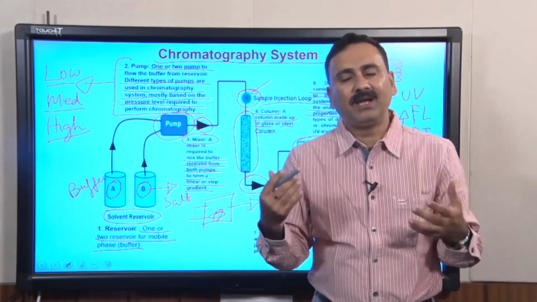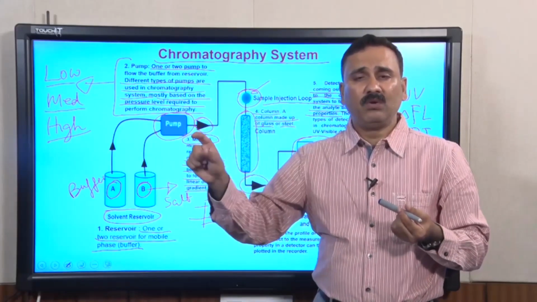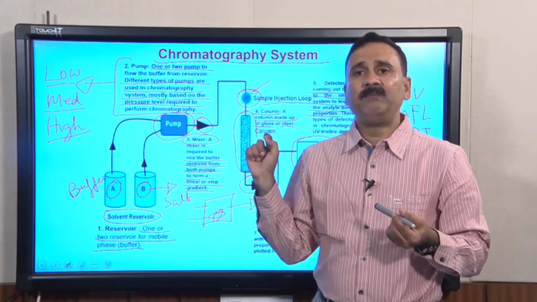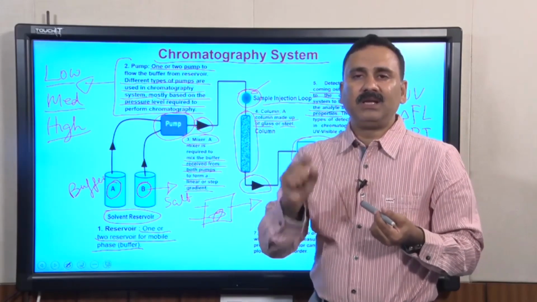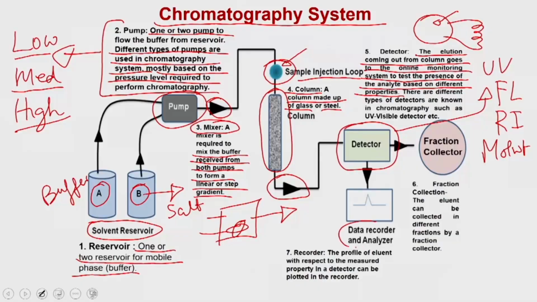So you have the choice of different types of detector which you can put, and that detector is going to detect that particular physical property of the molecule which is coming out from the column, and then the detector will give that signal to the data recorder and analyzer. In the data recorder and analyzer, you will see the profile of the eluent with respect to the measured properties in a detector, and it can be plotted in a recorder. This recording is what we call the chromatogram.